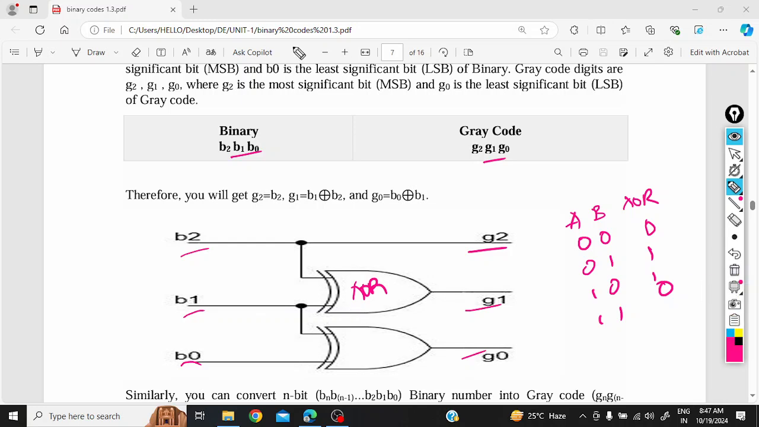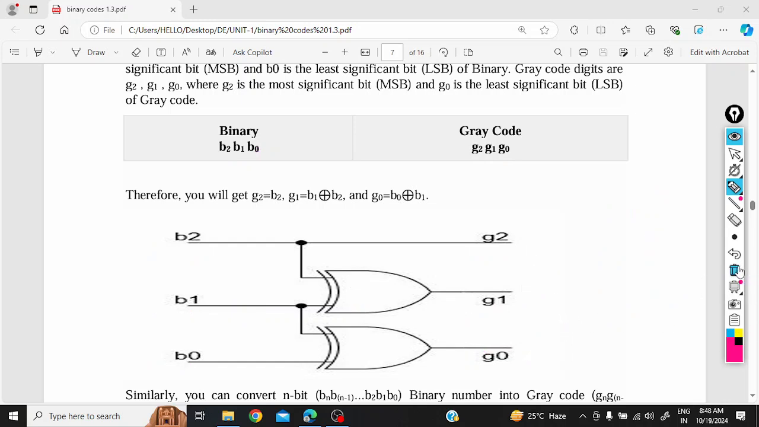For example, if I have my values as 1 1 0, the first 1 will come out directly as 1. Now 1 and 1 are given to the XOR operation; 1 1 means the output is 0. Next, 1 and 0: the inputs differ, so the output is 1. So my gray code for 110 will be 101. This is how we convert a given binary number to a gray number.